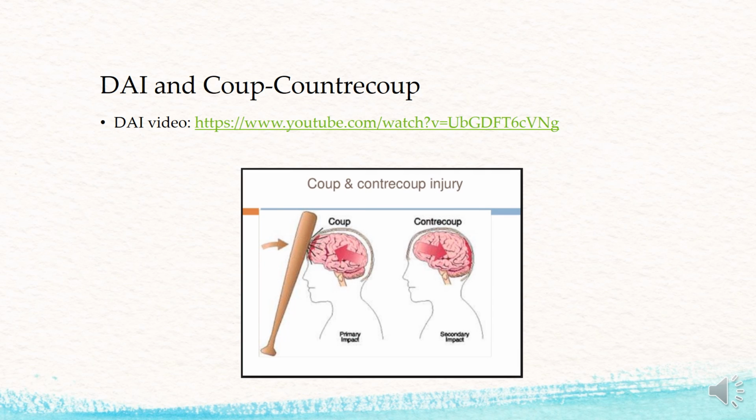Videos included, but here's an example of a coup contra coup, also a picture. So we've got the initial coup, that's the front of the head, and then as the head snaps back, you're going to get the contra coup, the brain hitting the back of the skull.